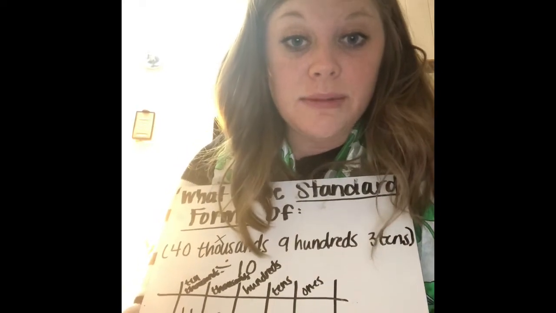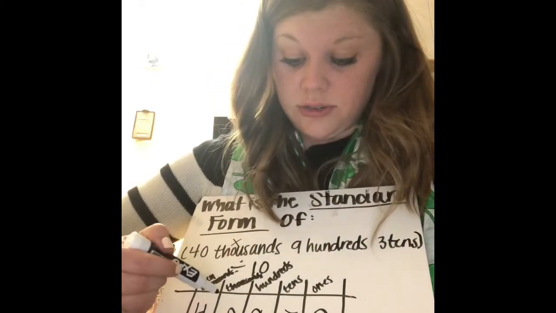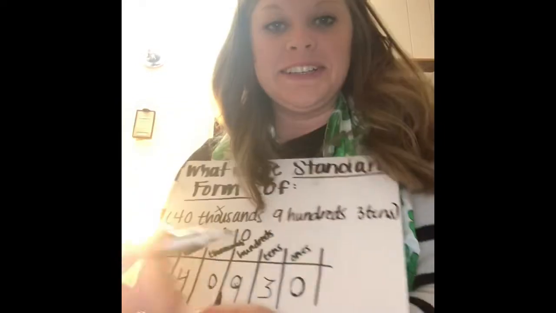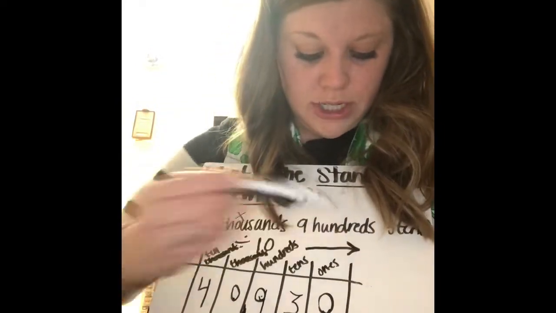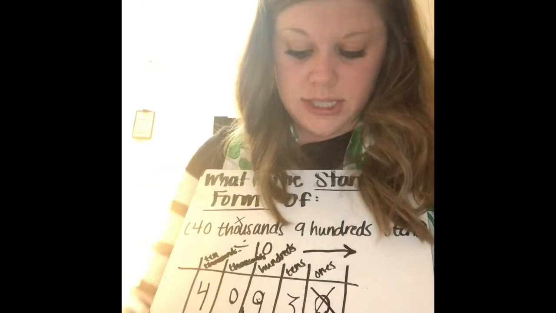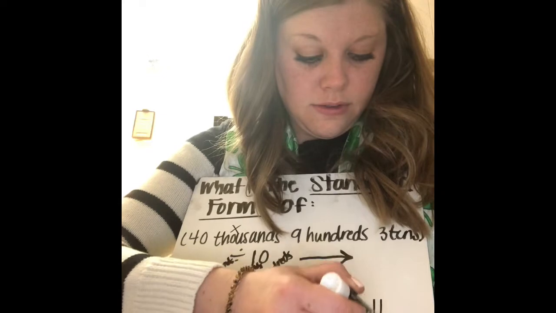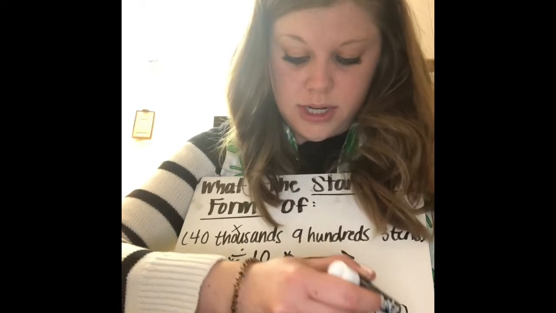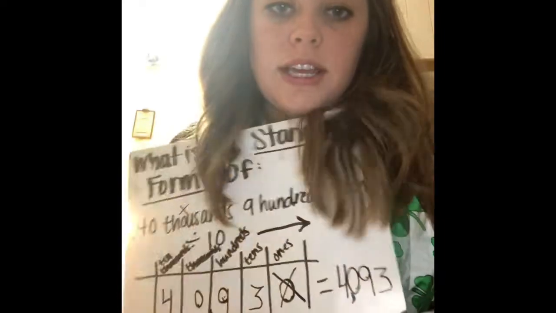Well, anytime I divide by 10, I know that I just move every digit to the right. You move every digit this way, which means you're going to get rid of this 0 here. So that would leave you with 4,093.